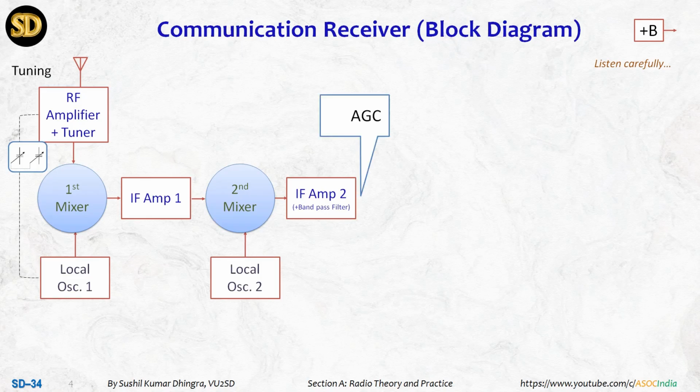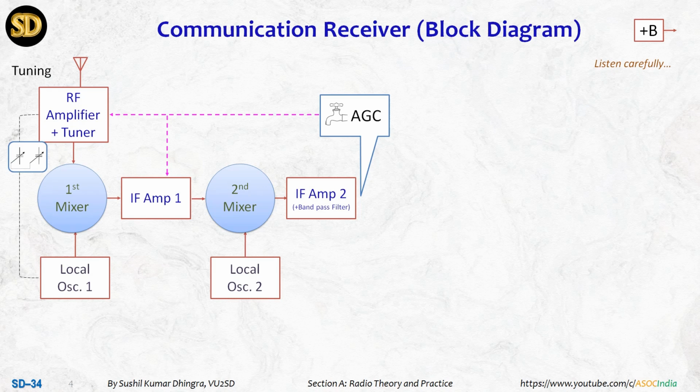Next stage is AGC. This AGC gets the signal after IF amplifier 2 and senses the strength of the signal. If the signal is strong enough, it will send a signal back to the RF amplifier and IF amplifier, telling them to reduce their gain. If the signal is weak, then it will send a signal to increase the gain. The result is that we get a constant output with no variation, and this is all due to the AGC section.